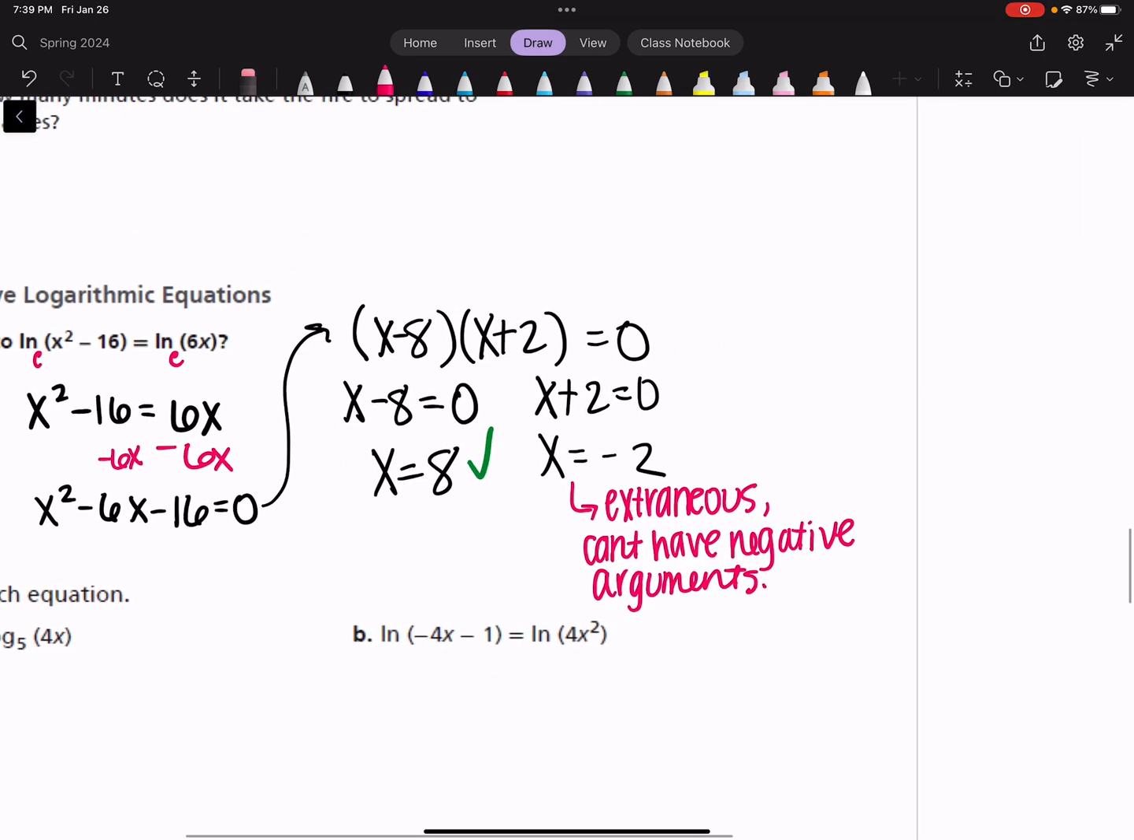If you are entering this on Formative, I would recommend to list out your solution first. So x equals 8. I would separate it with a comma, and then I would enter in your extraneous solution. So x equals negative 2 is extraneous.